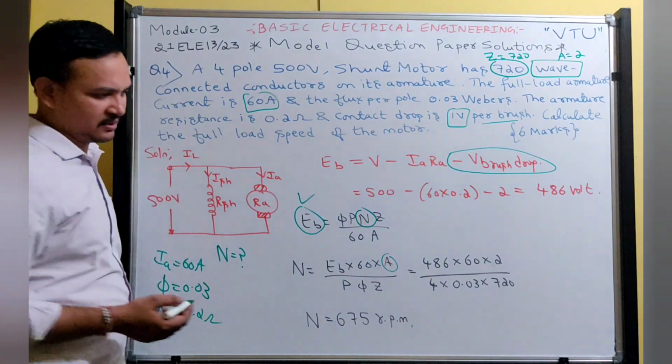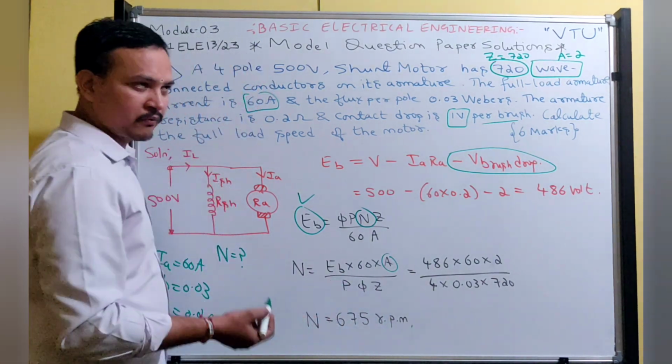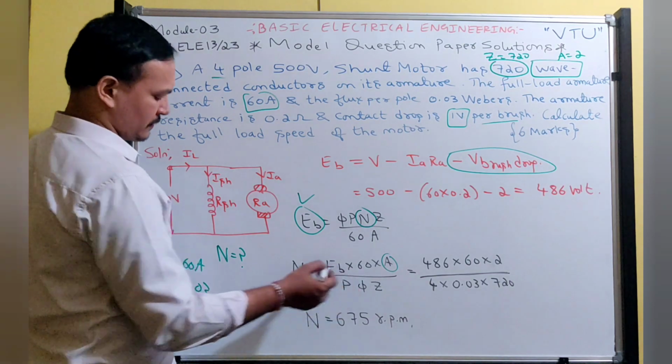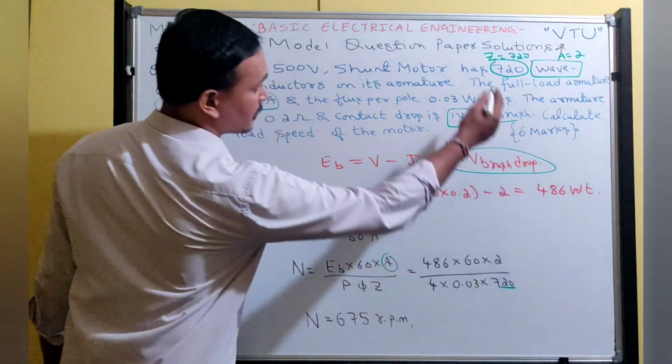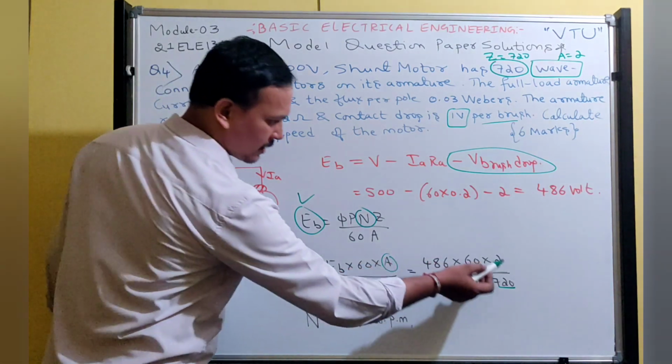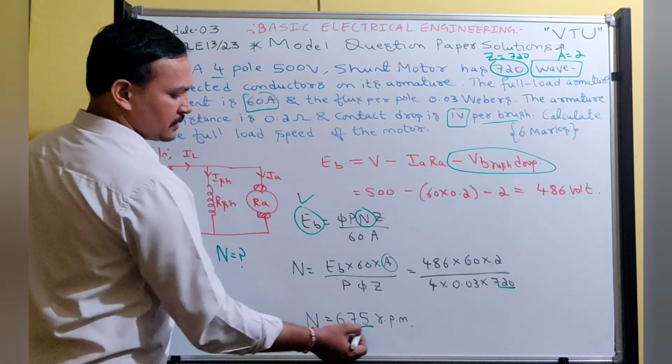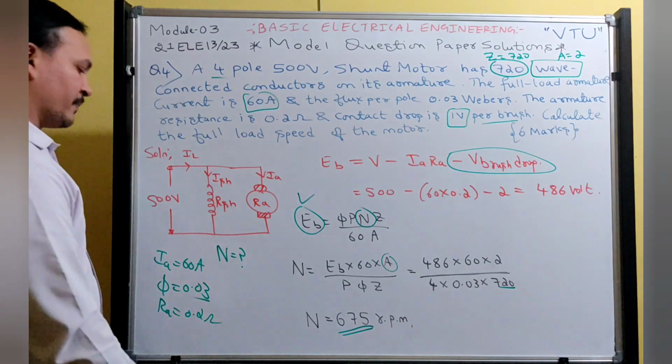Why? Wave connected. Divided by poles, how much? 4 poles. What is the value of flux? 0.03 Weber. And Z is how much? 720 conductors. Please do it in the calculator properly. You will get 675 RPM.